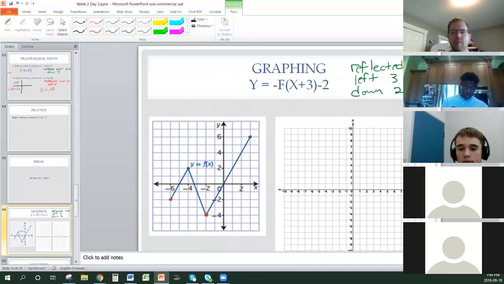-6, -2. This is where we start. What happens when we reflect it over the x-axis? You reflect to the x-axis, the y value changes, so it would reflect to -6, 2. Correct. And then you move it left 3. That's -9, 2. And then down 2. 0. Perfect.